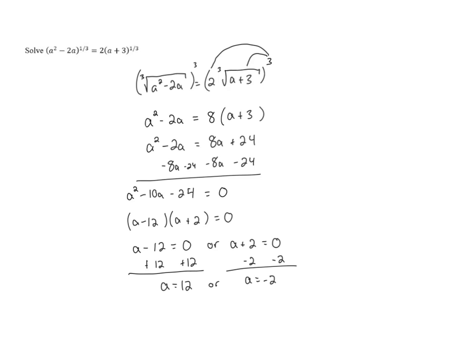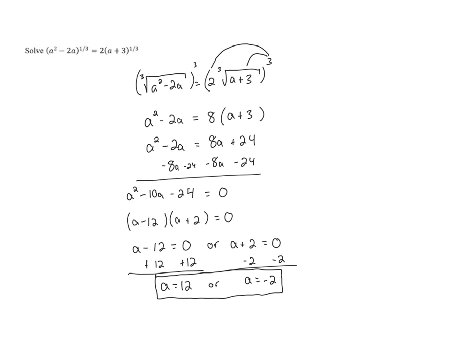And because we cubed both sides of the equation instead of squaring them, we don't have to worry about the possibility of introducing extraneous solutions. So we can be confident that both of these are actual solutions. And so our final answer is a equals 12 or a equals negative 2.